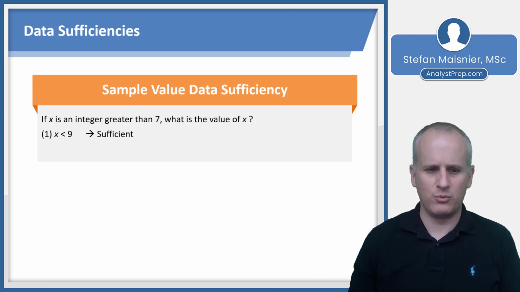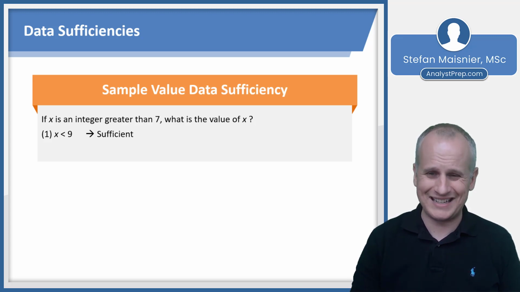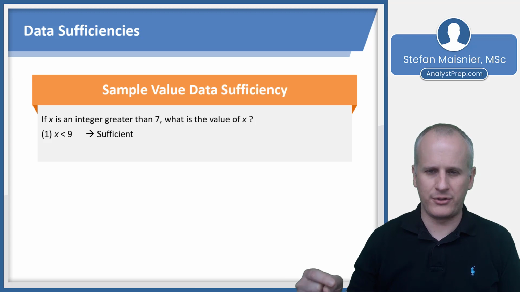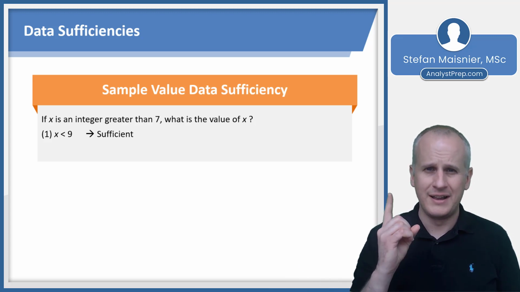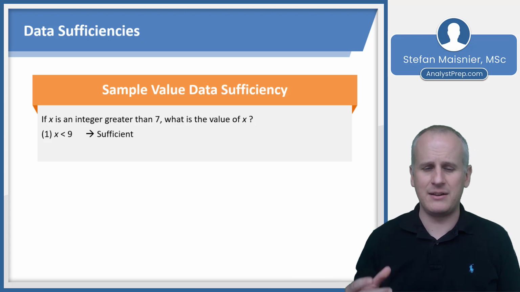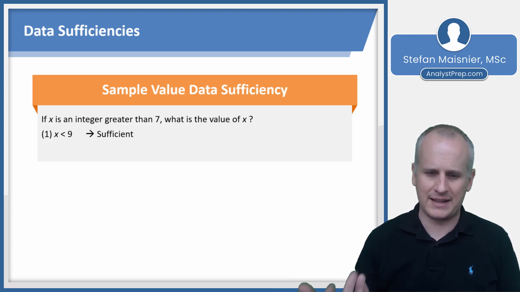So we've got condition 1, which is that x is less than 9, and this would be by itself sufficient because if x is known to be greater than 7, it can't be 7 or any value less than that. And we know it's an integer, so it can't be like 7.4. But if x is less than 9, well, it also can't be greater than or equal to 9. And there's only one integer between 7 and 9 that is a possible value for x. That, of course, would be 8.